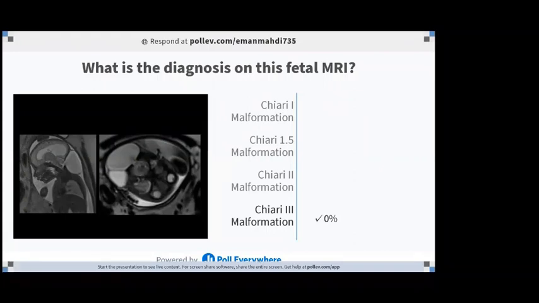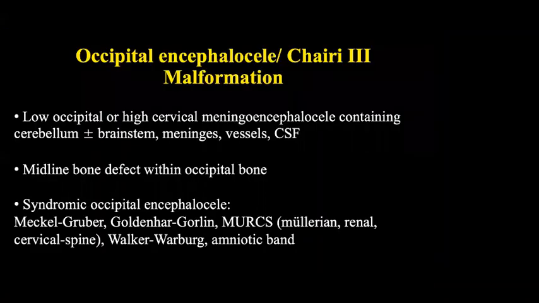So it's Chiari 3, not Chiari 2, and it's related to an occipital encephalocele, or Chiari 3, related to a low occipital or high cervical meningoencephalocele that can contain the cerebellum, the brainstem, meninges, CSF, and vessels. There's a midline defect within the occipital bone, and it can be associated with other syndromes. Part of this is Meckel-Gruber, Goldenhar syndrome, Warburg, or amniotic band. So it can be associated with some other syndromes.